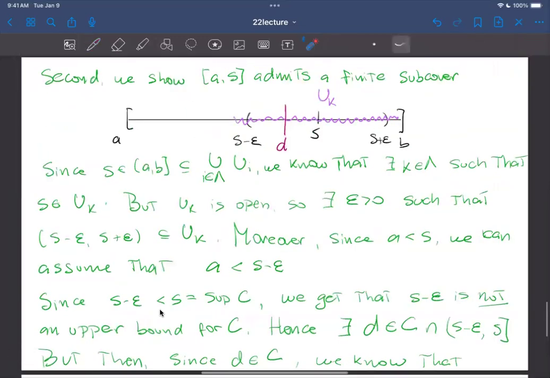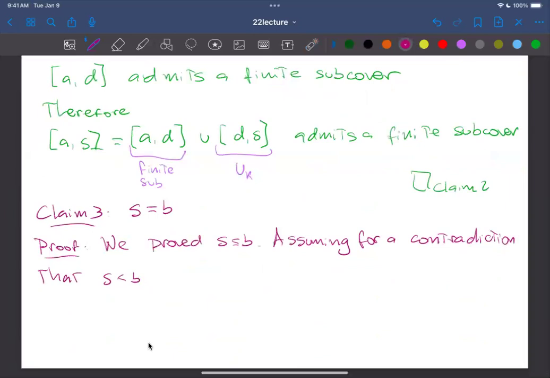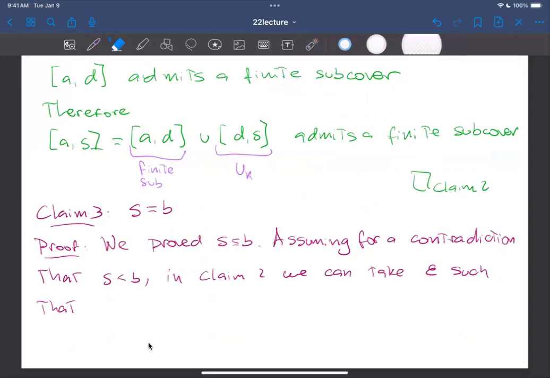In that case, we never knew where S plus epsilon lives. Could be over here. But if S is actually smaller than B, you can be sure by shrinking epsilon again that this S plus epsilon is also smaller than B. So let me write. Assuming for a contradiction that S is smaller than B, in the proof of claim 2, we can just shrink epsilon. We can take epsilon such that not only it does what it does, moreover, such that S plus epsilon is smaller than B, just shrinking it again.